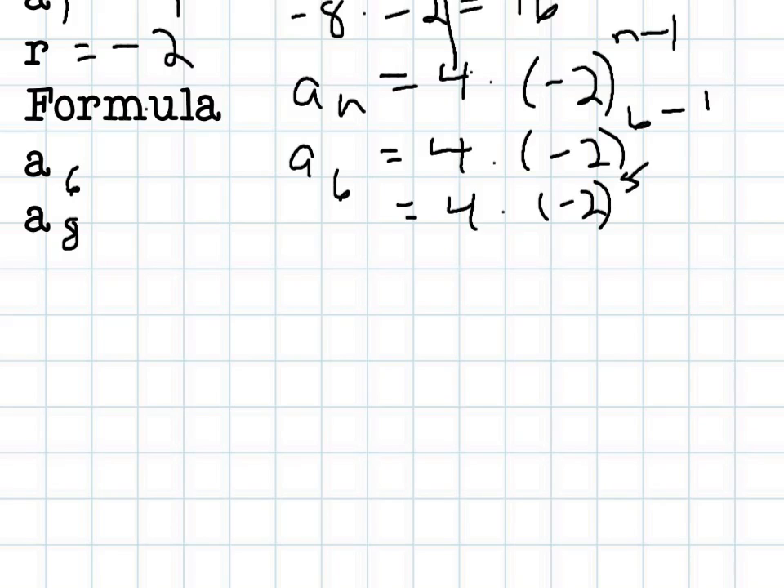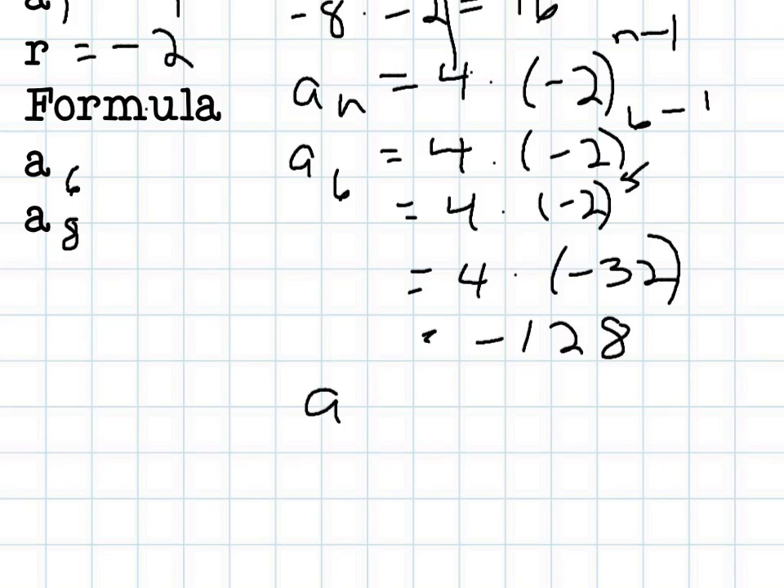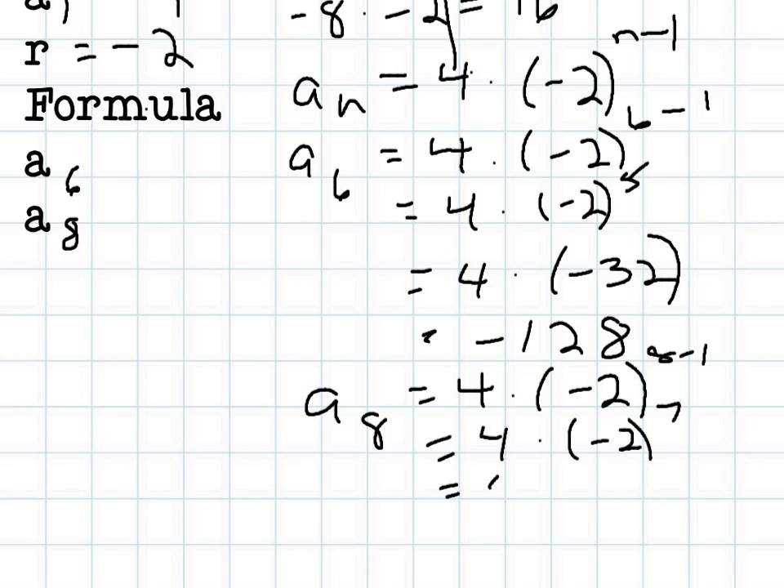negative 2 to the 5th power is negative 32, because there's an odd number of negatives. And then if you multiply that, you end up with negative 128. Now, in order to get the 8th term, we substitute again, and we end up with 4 times negative 2 to the 8 minus 1 power, which is equal to 4 times negative 2 to the 7th power, which is 4 times negative 128, which equals negative 512.